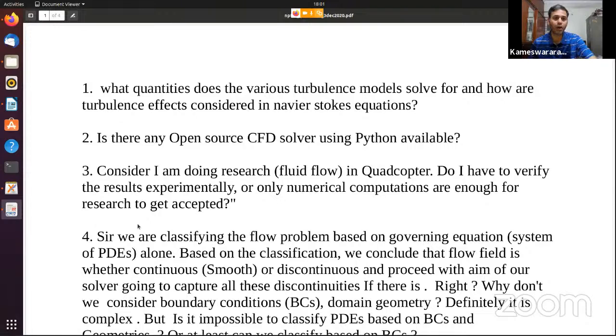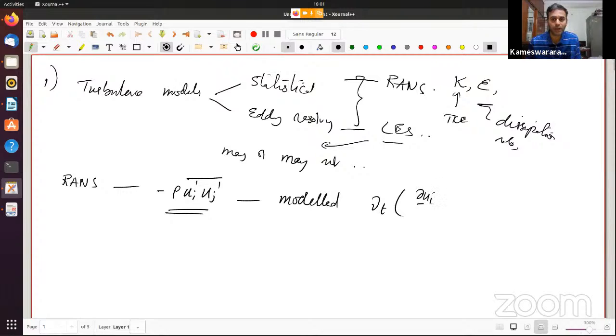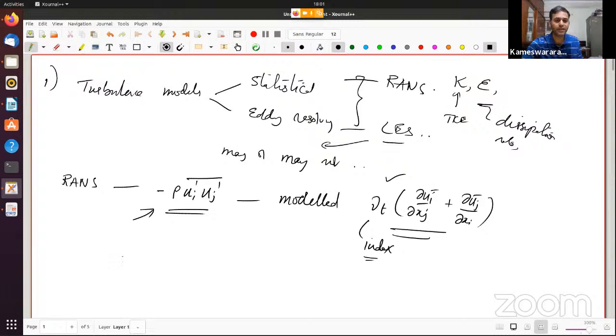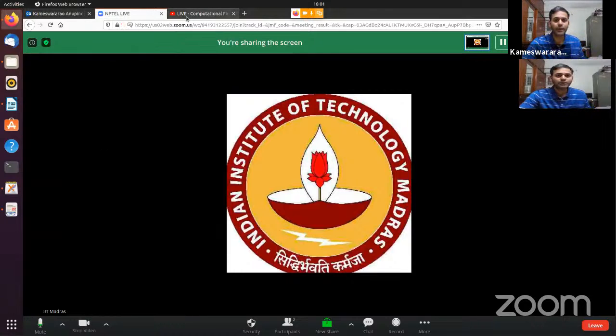So how are the turbulence effects considered in the Navier-Stokes equation? If you perform a statistical averaging, that is in RANS, you end up with something known as the Reynolds stress tensor, that is rho times ui prime uj prime over bar. This is what will be modeled using eddy viscosity times the velocity gradients, that is, dou ui bar by dou xj plus dou uj bar by dou xi. We haven't actually looked at this index notation as such, but if you're interested, you can look at it. So the turbulence effects will come through the Reynolds stress tensor in the context of turbulence models. All right.